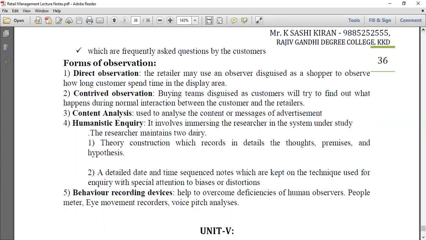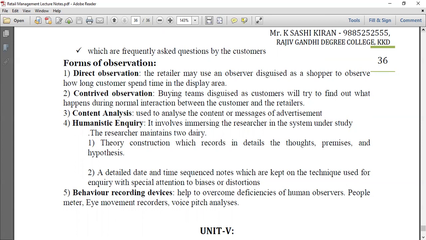Next is contrived observation. Buying teams disguised as customers will try to find out what happens during normal interaction between the customer and the retailer. Here they are going to focus on the interactions between the customers and the retailers. Next is content analysis, used to analyze the content or messages of advertisements in-house. This is an in-house observation.